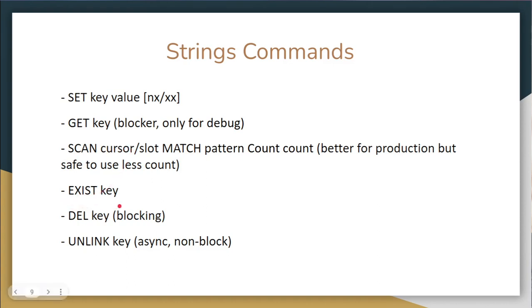So EXISTS key: if the key exists, it will return one. If the key doesn't exist, it will return zero. So DEL key is nothing but deleting the key. It is blocking. It is not recommended for production. It's better for debugging purposes, like when you are using GET.